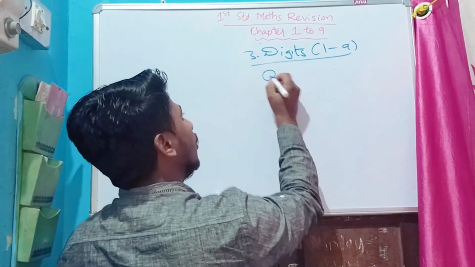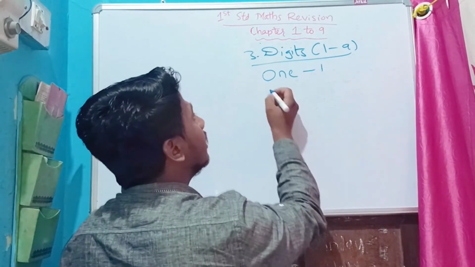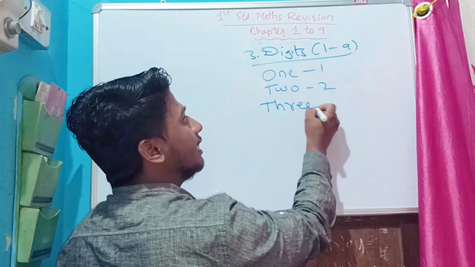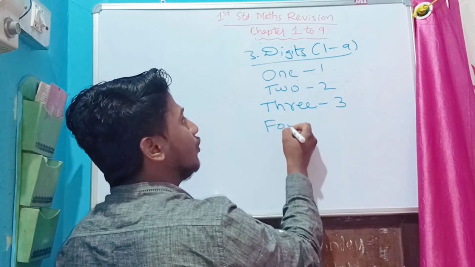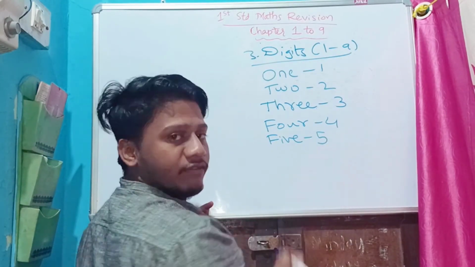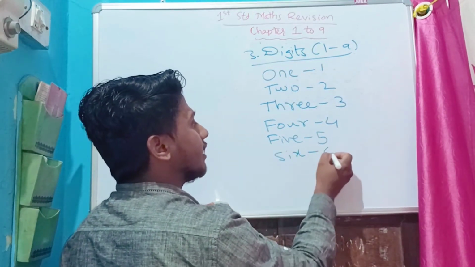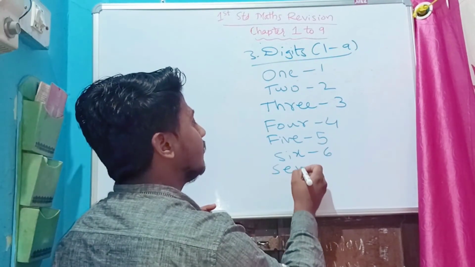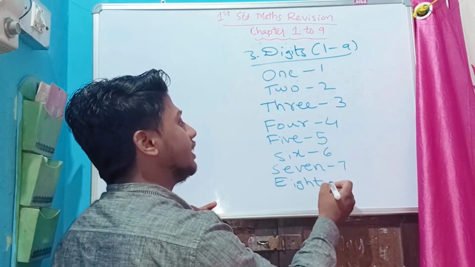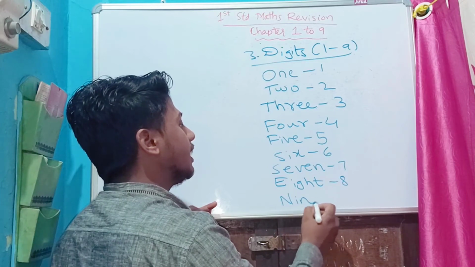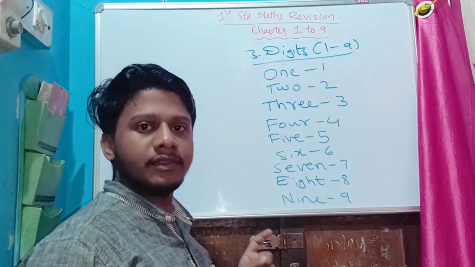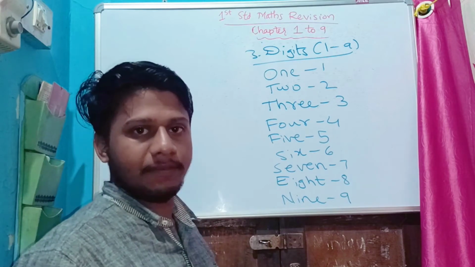So let's write them. One 1, two 2, three 3, four 4, five 5, six 6, seven 7, eight 8, nine 9. Am I clear with this? You should be able to read and tell the spellings, okay?